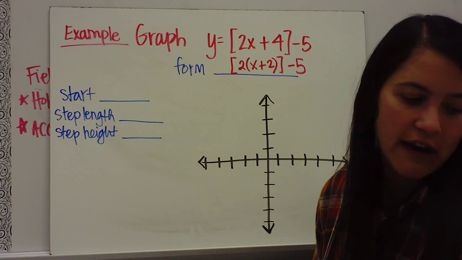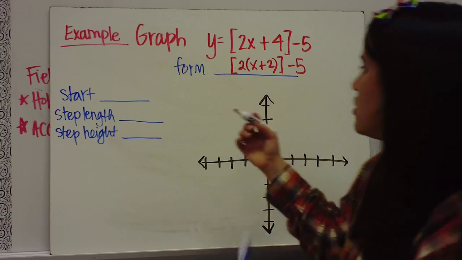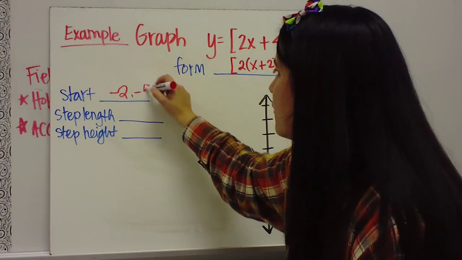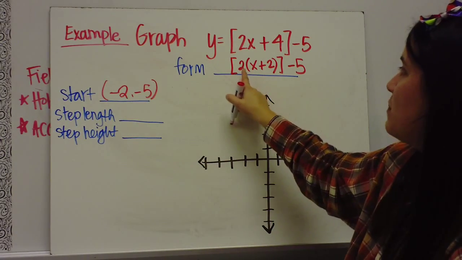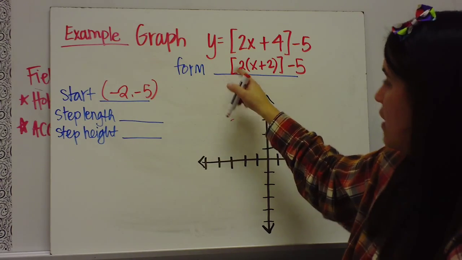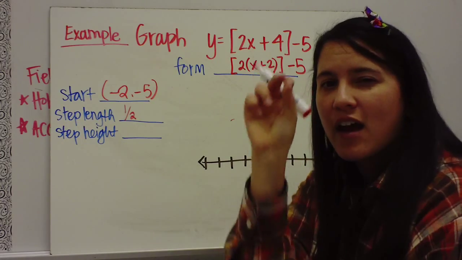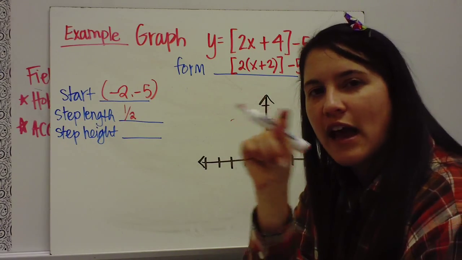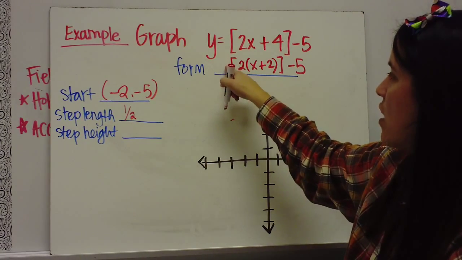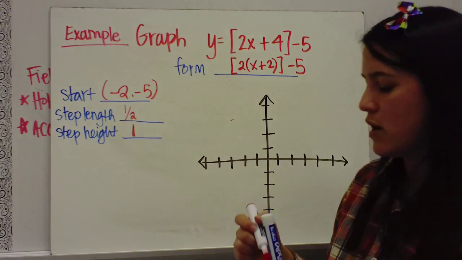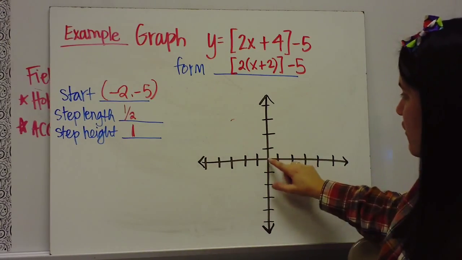Once you change it into your graphing form, we can get our starting point. So our starting point is going to be (-2, -5). My step length, I have a b now right here. So it's going to be 1 over 2, which is a half. That means each step is going to be only a half unit long, so they're going to look shorter. And then my a value right here is a 1, so my step height is going to be 1. Now I'm going to graph it starting at (-2, -5).